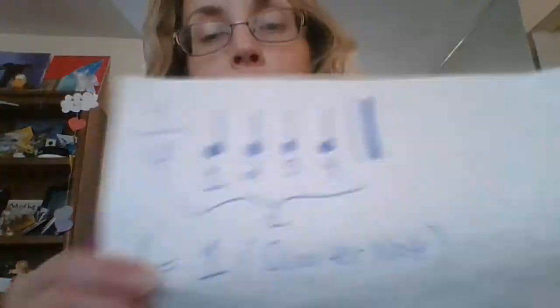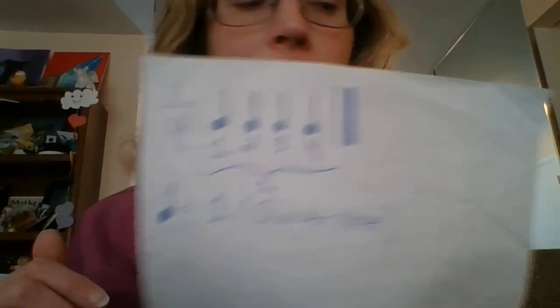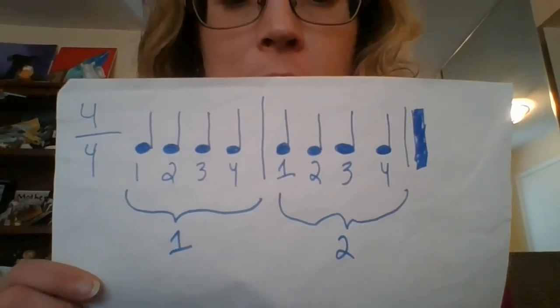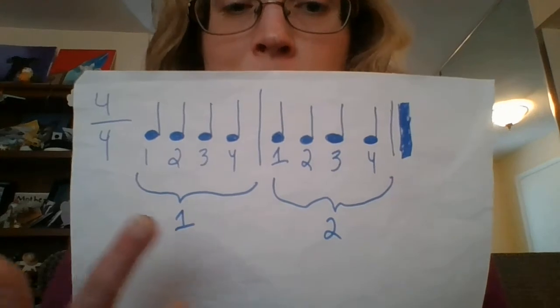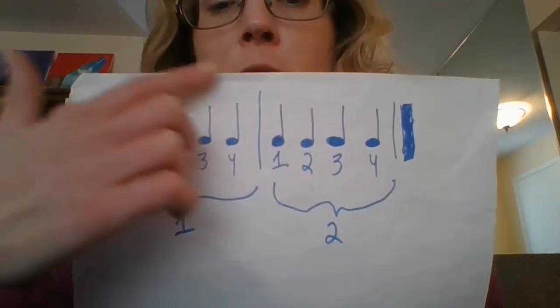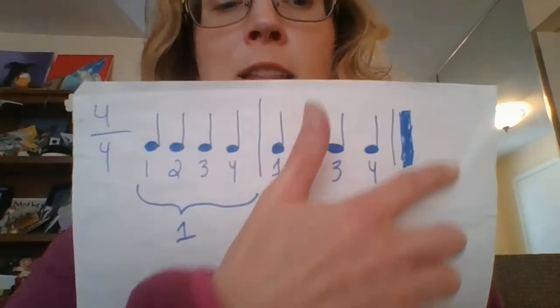And now we can clap this one. Please clap it, and you can pause the video and then clap this one. I would pause the video. You're right, this is the first measure, this is the second measure. So we have the time signature first. First measure with four quarter notes, the bar line, second measure with four quarter notes, and then the double bar line. Make sure we're using that vocabulary.